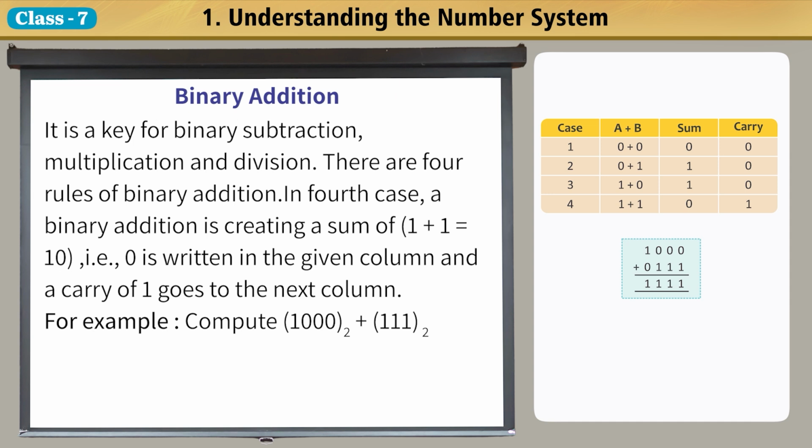There are 4 rules of binary addition. In the fourth case, a binary addition is creating a sum of 1 plus 1 equals 10, i.e., 0 is written in the given column and a carry of 1 goes to the next column. For example, compute 1000 sub 2 plus 111 sub 2.